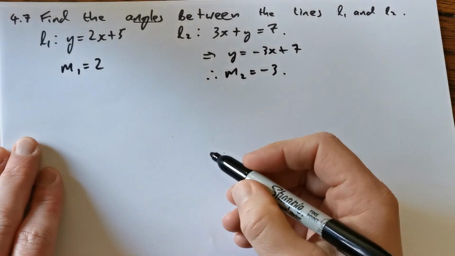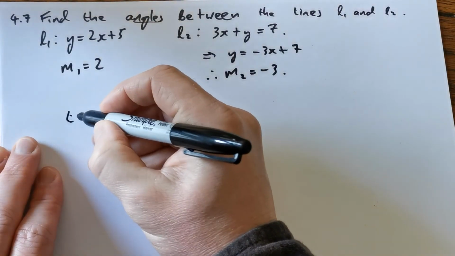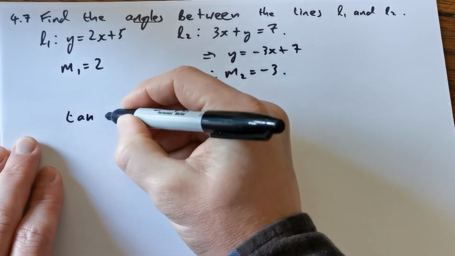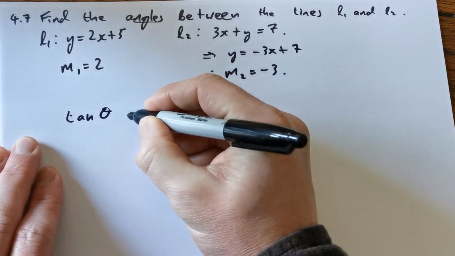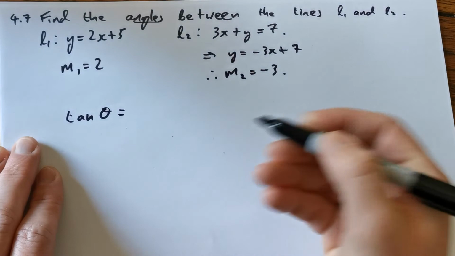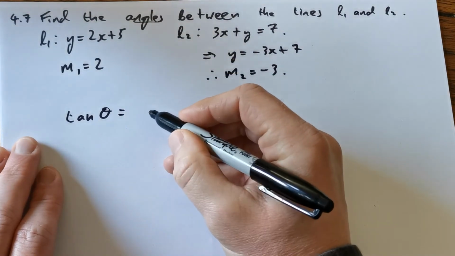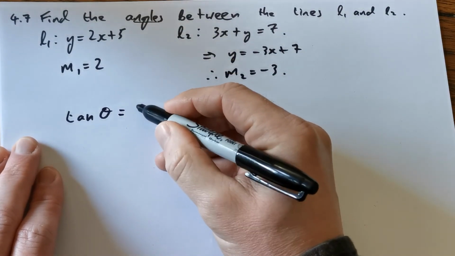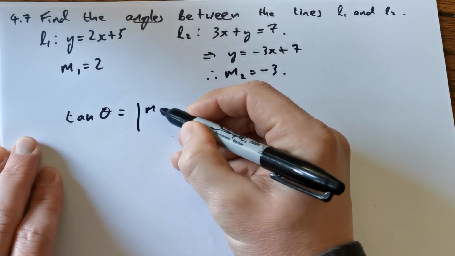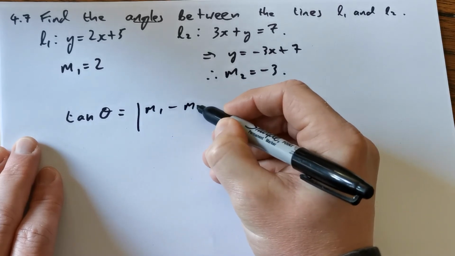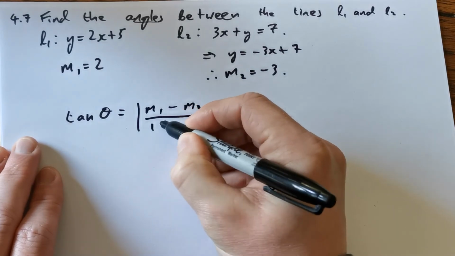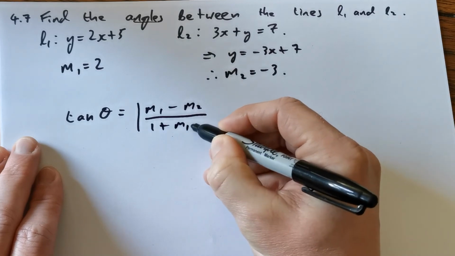And I'm going to use my formula. I'm going to say tan of the angle between them, let's call it theta, is going to be equal to, and we have a formula here from before, the absolute value of m1 minus m2 all over 1 plus m1 m2.